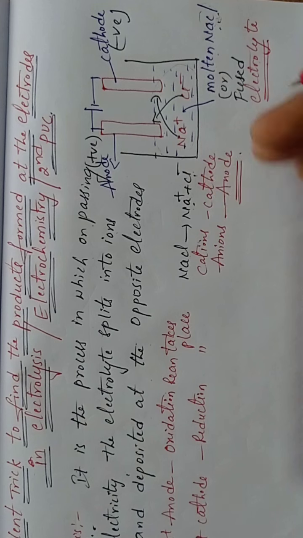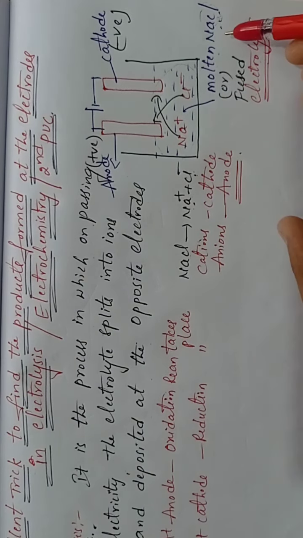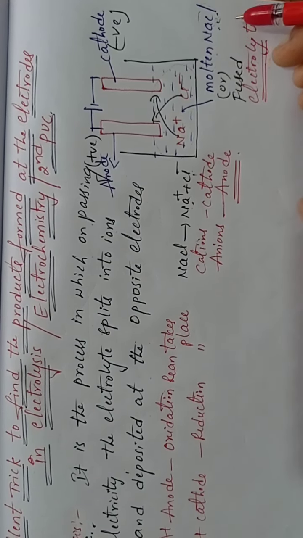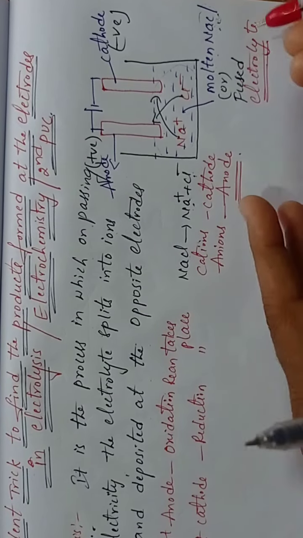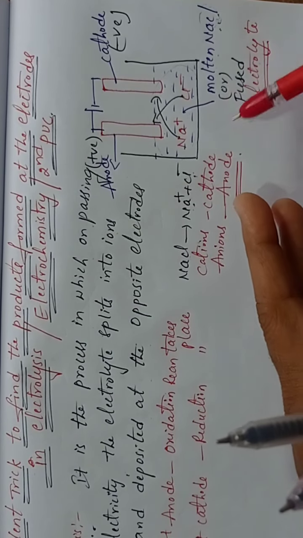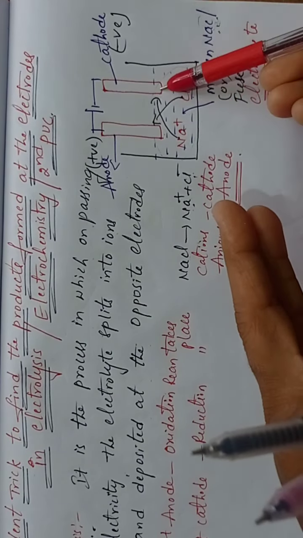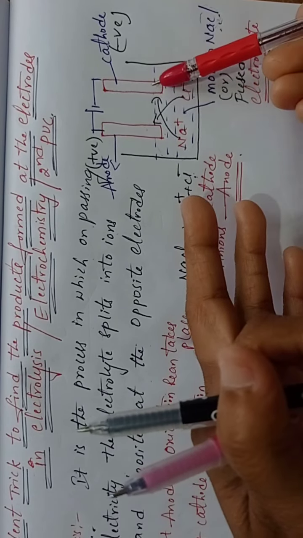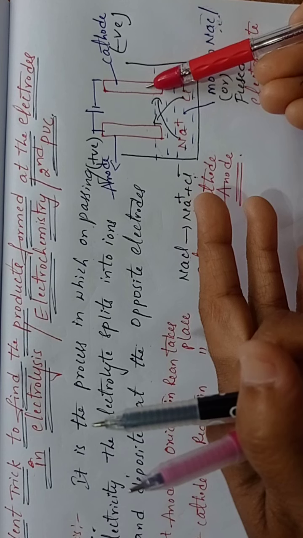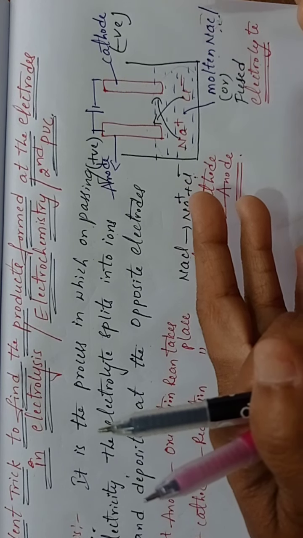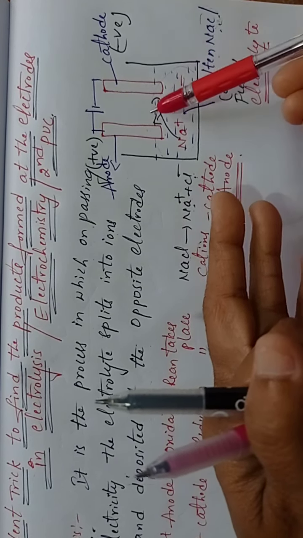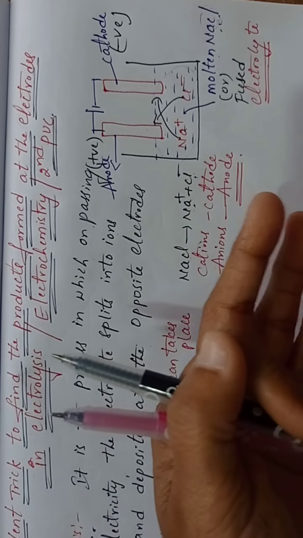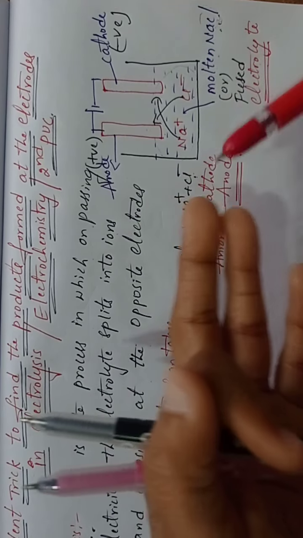Clear this one? Now I am taking the molten NaCl. Suppose molten NaCl solution is there, electrolyte solution. So what are the products obtained at the anode and cathode? These two electrodes are inert electrodes, students. For example, platinum electrodes. That means the electrodes which do not participate in the chemical reaction are called inert electrodes.